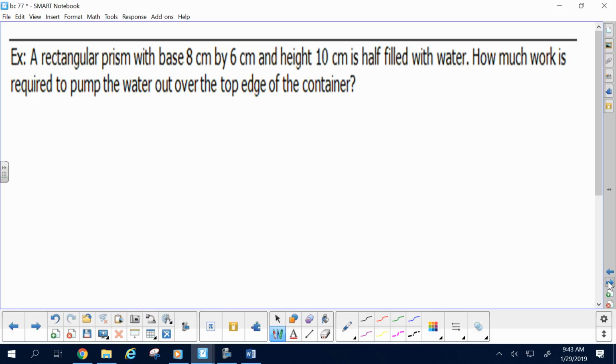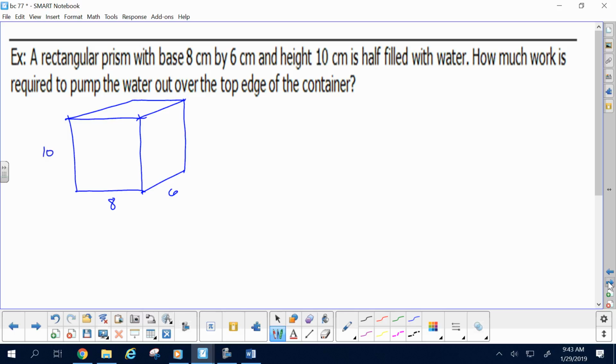All right, so let's see what a case or 2 looks like. A rectangular prism that is 8 by 6 by 10 is half filled with water. How much work is required to pump the fluid out of the top edge? Let's start by drawing it. The base is 8 by 6. The height is 10 centimeters.